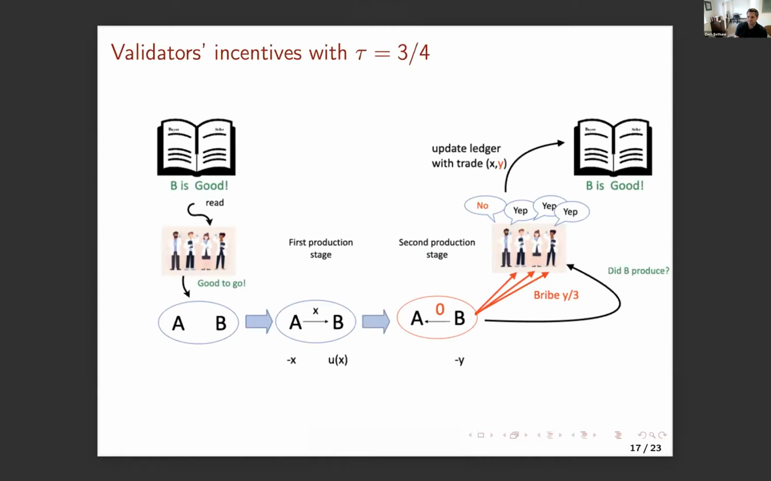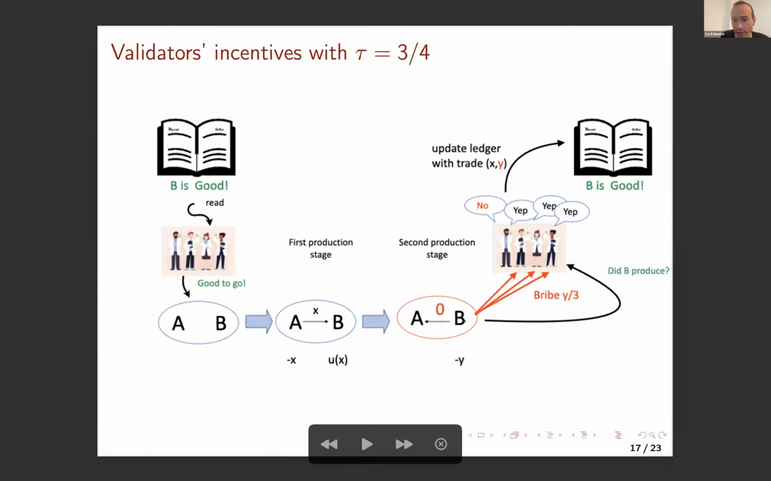Then comes the bribing. So here, what can happen is that Bob got Alice is good, so everything is fine. But then when it comes time to produce, Bob is not producing. But Bob wants to keep its label. And so Bob might actually bribe these validators. So how large will the bribe be?